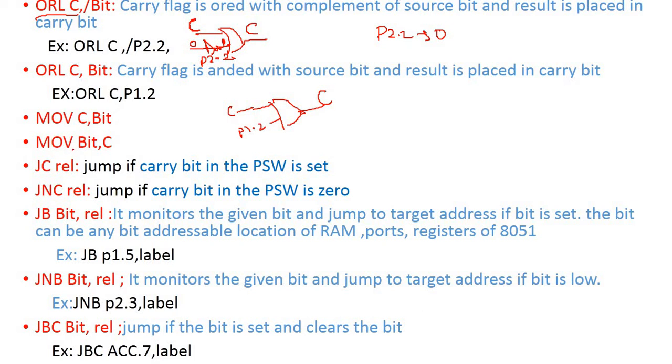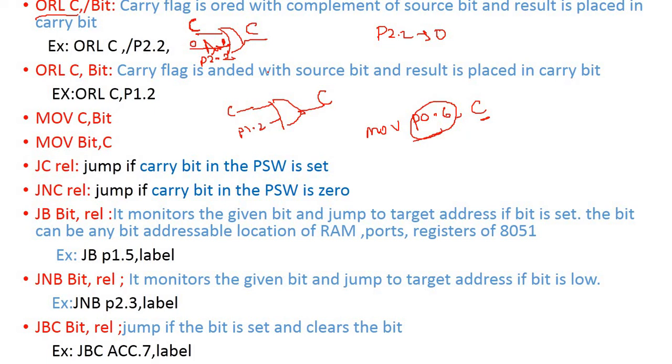Okay. And here it is vice versa, meaning whatever is there in the carry flag, we are moving that into the bit. So for example, we can say MOV bit, that is MOV P0.6, C. So the content of C will be moved to pin 6 of the port. Okay. So next we have JC, JNC, JB, JNB and JBC.